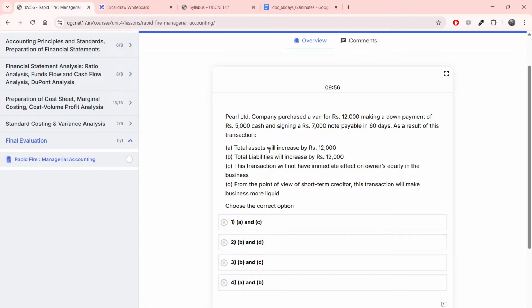Pearson Limited company purchased a van for $12,000, making a down payment of $5,000 cash and signing a $7,000 note payable in 60 days. As a result, total assets of the company increased by $12,000. Correct. Liabilities did not increase by $12,000.